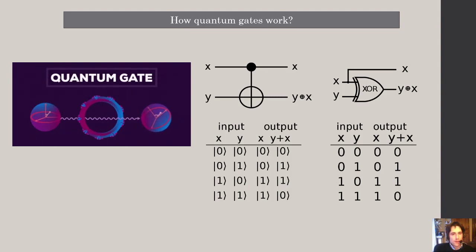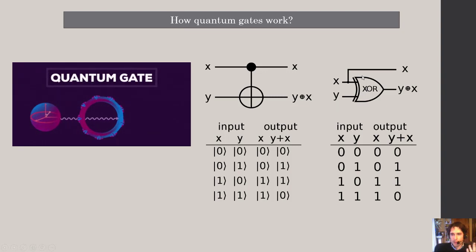Well, a quantum gate manipulates an input of superpositions, rotates probabilities and produces another superposition as its output. So here we have a clear view of a quantum gate. For example, we have the XOR gate.